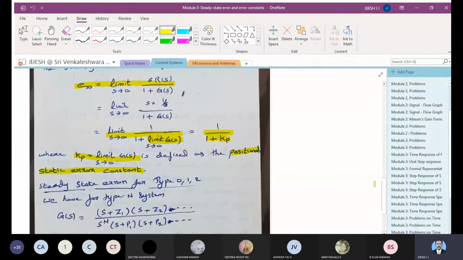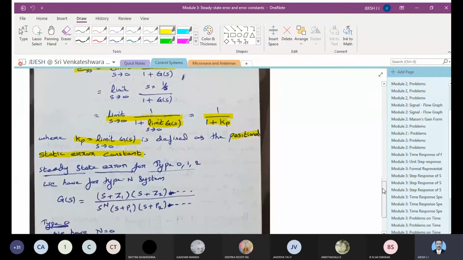In type n system, what you can see is g of s is equal to, it's a general equation, okay? We are writing it for type n. So g of s is equal to s plus z1, s plus z2, etc. It will keep going, divided by s raised to n, s plus p1, s plus p2 in the denominator, etc. So this is how you are going to get it.